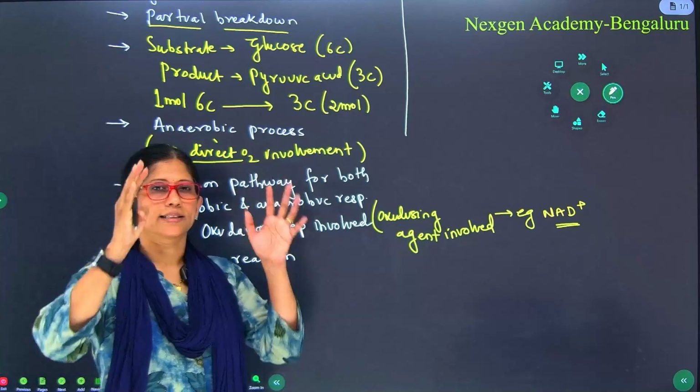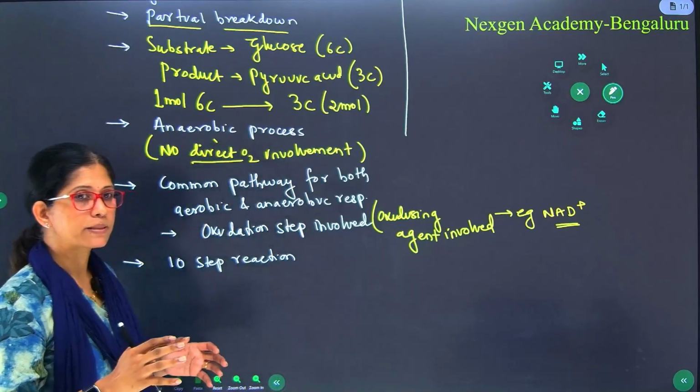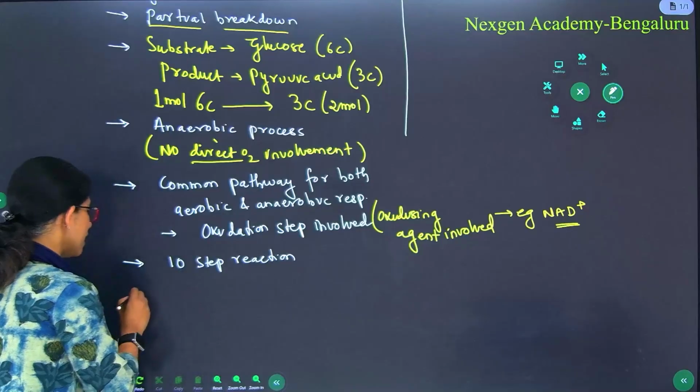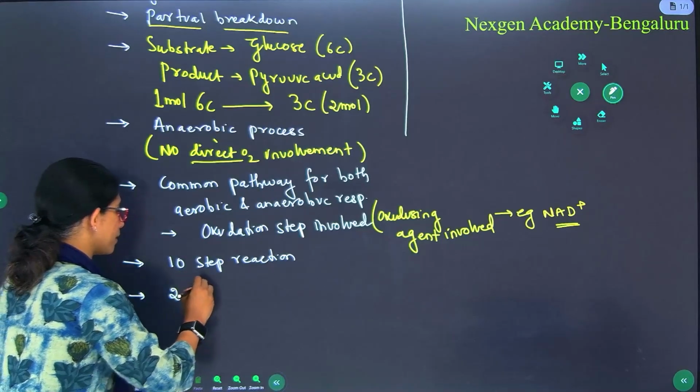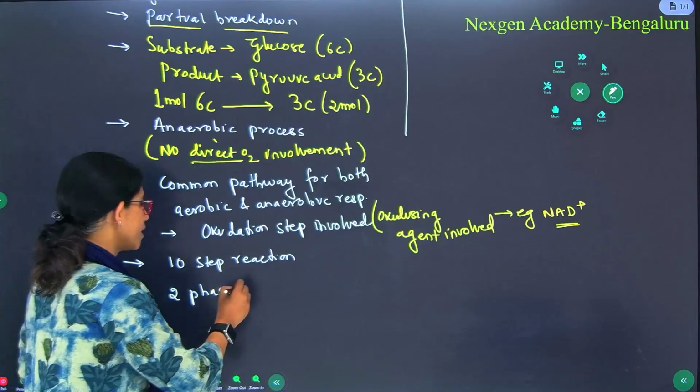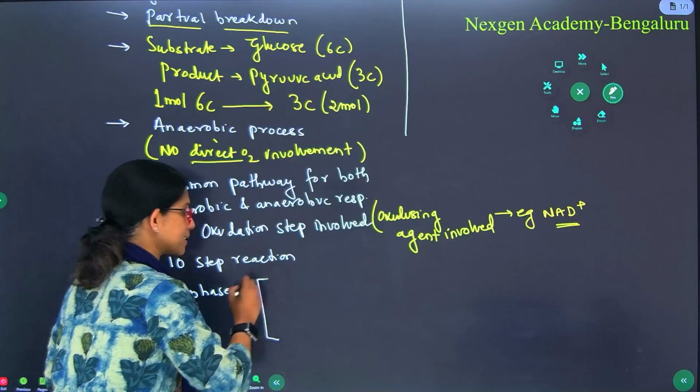Now the next important point here: when we talk about glycolysis, it is a 10-step reaction. So the entire pathway, how many steps are there? It is a 10-step reaction. Now this 10-step reaction can be categorized into two phases. What are the two phases present in this reaction?